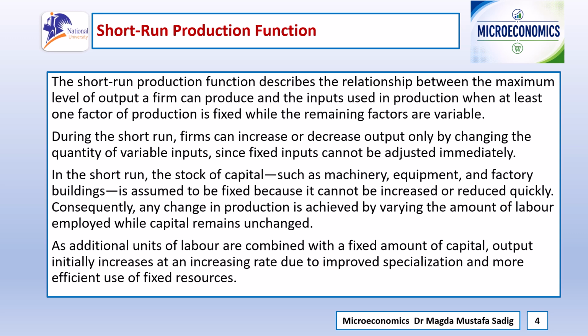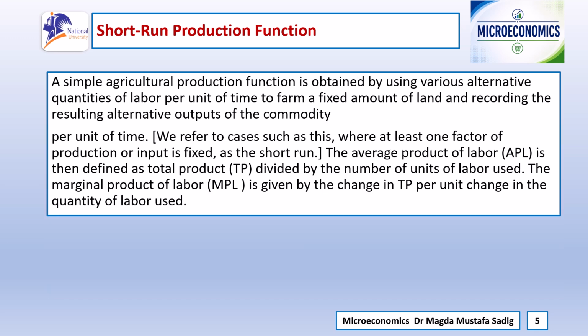As firms hire more workers, production usually increases. Initially, production rises rapidly because workers specialize and share tasks more efficiently. However, after some point, each additional worker contributes less than the previous one because too many workers begin sharing the same fixed resources. This introduces the law of diminishing marginal returns, which we will soon discuss.